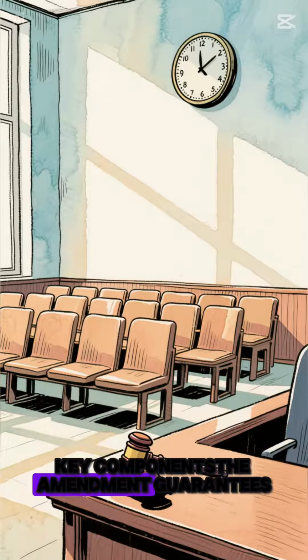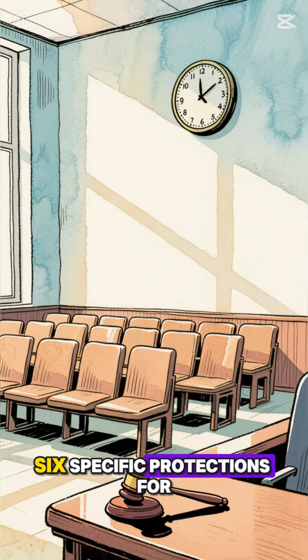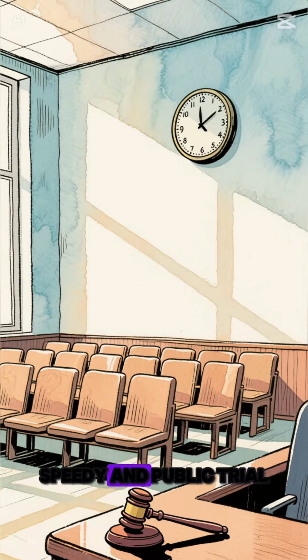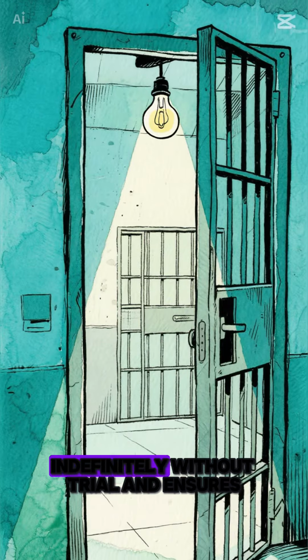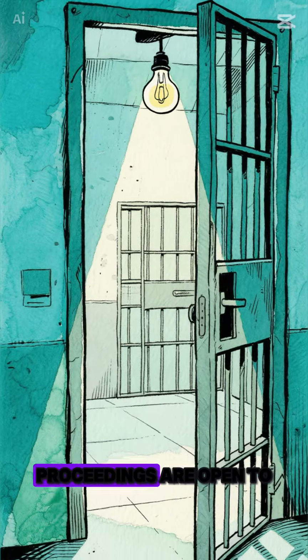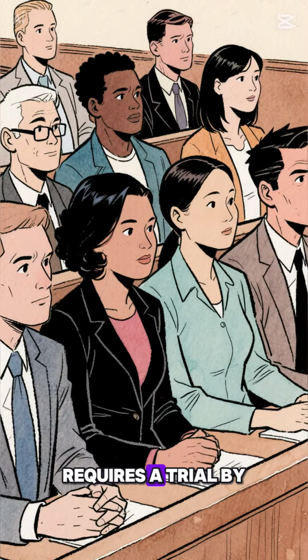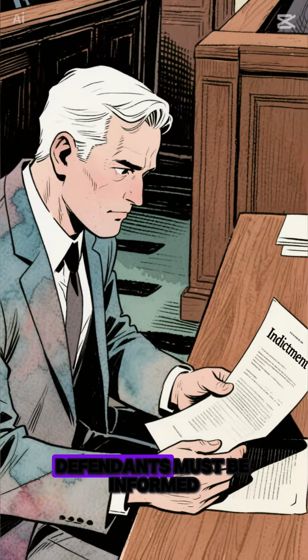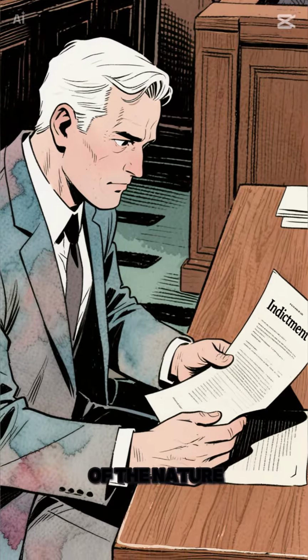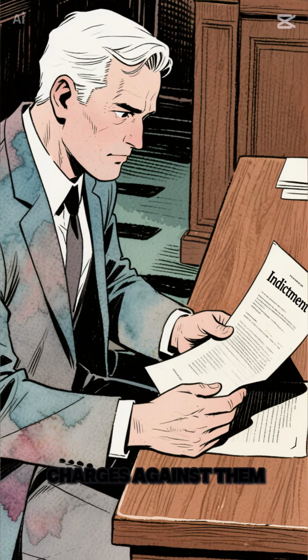Key components: the amendment guarantees 6 specific protections for criminal defendants. Speedy and public trial prevents the government from holding defendants indefinitely without trial, and ensures proceedings are open to prevent secret abuses. Impartial jury requires a trial by a neutral group of citizens from the district where the crime occurred. Notice of accusation: defendants must be informed of the nature and cause of the charges against them.